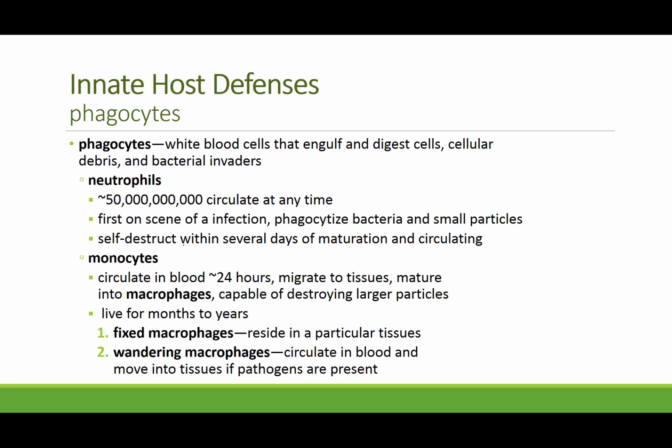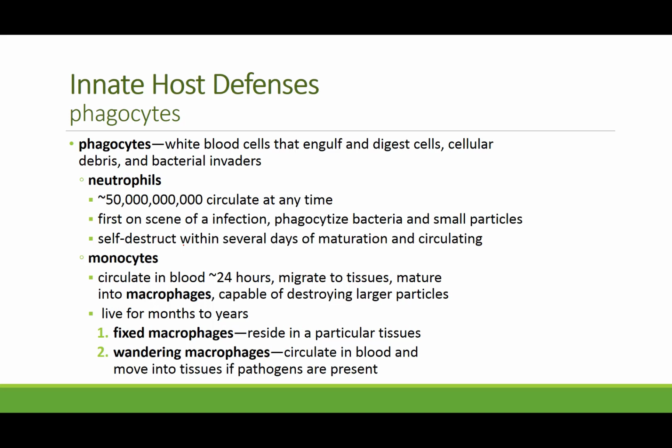Okay, so the last slide then for this lecture. Phagocytes, these are white blood cells that roam through the tissues. They engulf and digest cells, any cellular debris, so they're the big cleaner-uppers, and any bacteria that might have invaded the body. And the two primary phagocytes are neutrophils. Neutrophils, remember, are one of the granulocytes.